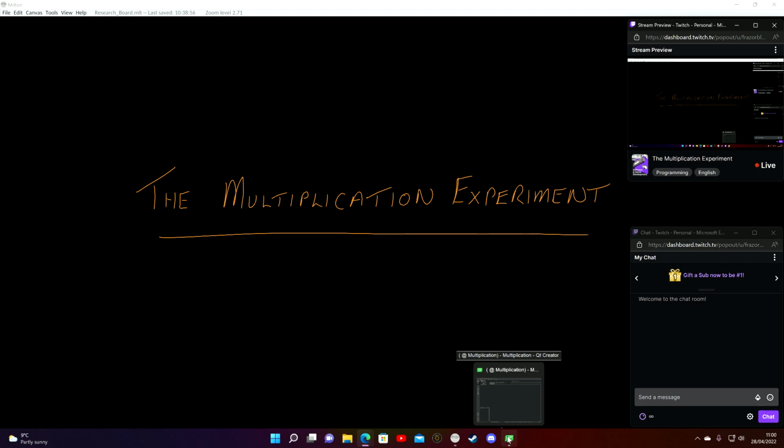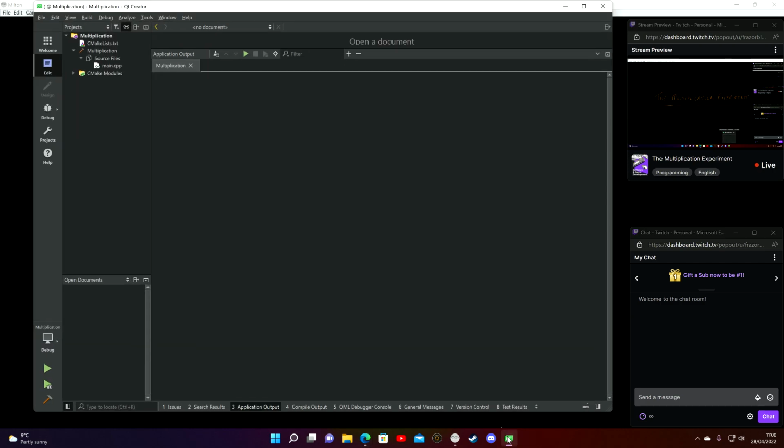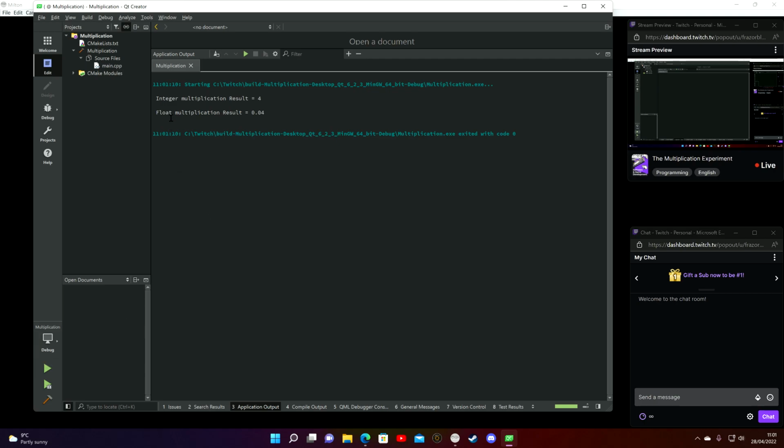So I spent an awful lot of time this morning writing a program called multiplication. And it's a very, very detailed program which minimizes anything else that could influence the result. The results that we do get: integer multiplication, result equals 4. Floating point multiplication, result equals 0.04. Oh, it agrees with us.